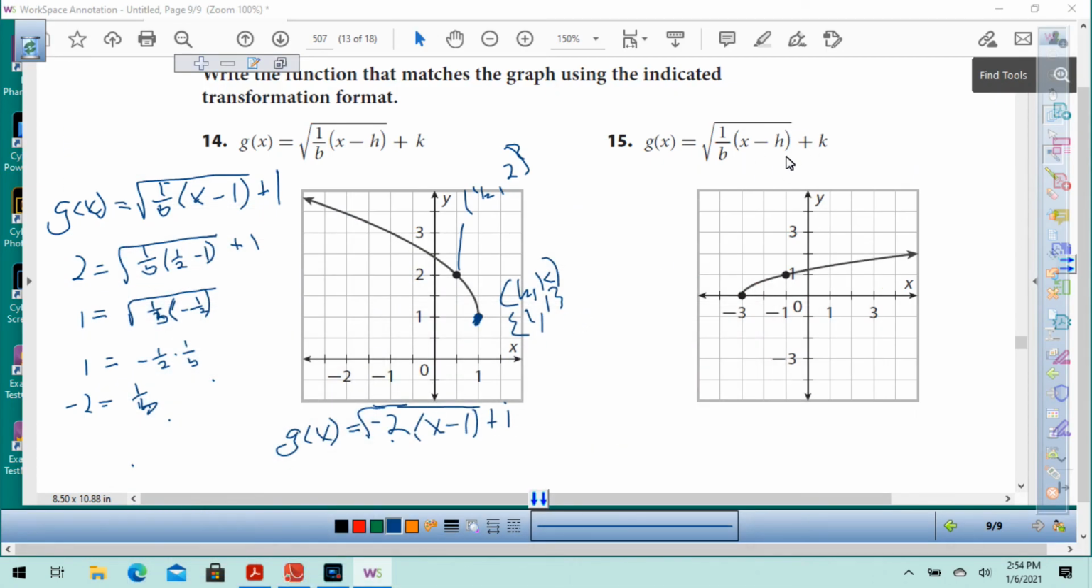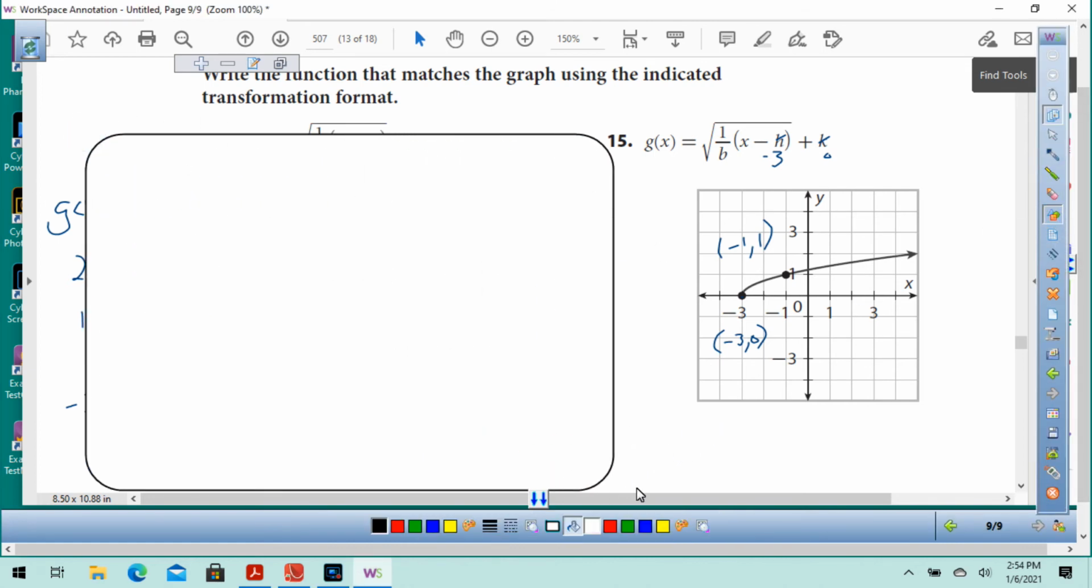All right. What about this one here? Well, that tells us a lot right there. We got negative 3, 0. So there's our h and our k. That's negative 3, and that's 0. Okay. And then we got this point, negative 1, 1. And we can kind of put that in there. Let me see here. I need some real estate.